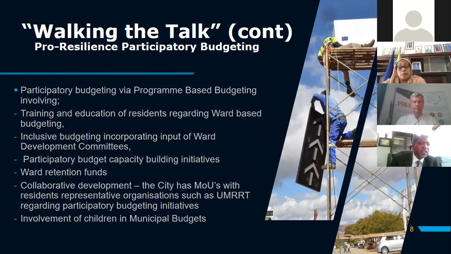which involved training and education of residents regarding ward-based budgeting, inclusive budgeting incorporating input of ward development committees, and participatory budgeting capacity building initiatives, where residents were encouraged to pay their rates on time so that we have what we call ward retention funds that will be used to boost projects and programs within those particular wards. We also dealt with collaborative development, where the city has various memoranda of understanding with residents' representatives, such as UMRAT, regarding participatory budgeting initiatives, and also ensuring that we involve children, women, and youths in the municipal budgeting programs.